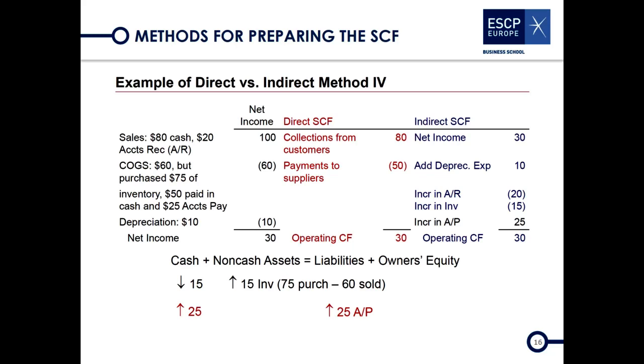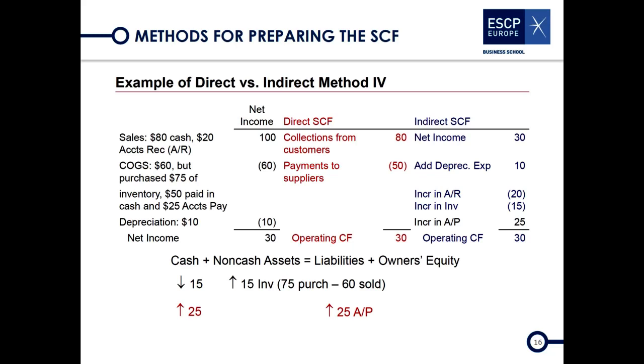I'm going to go into details here why this is separated into two numbers, but in fact what we're doing is adding back 10 of the expenses that we had under cost of goods sold, because only 50 was related to cash and 10 was non-cash that was recorded as an expense.